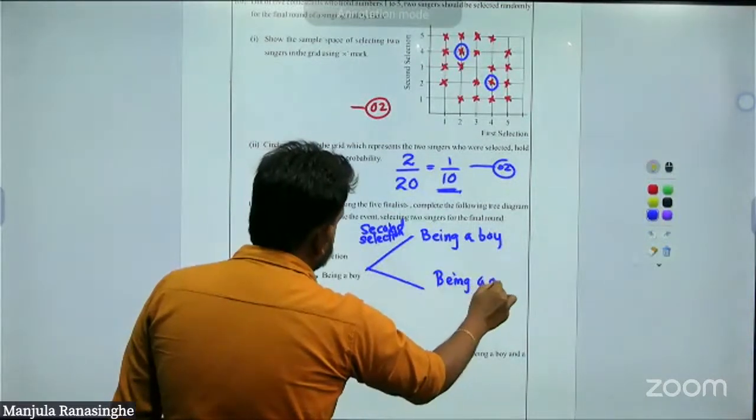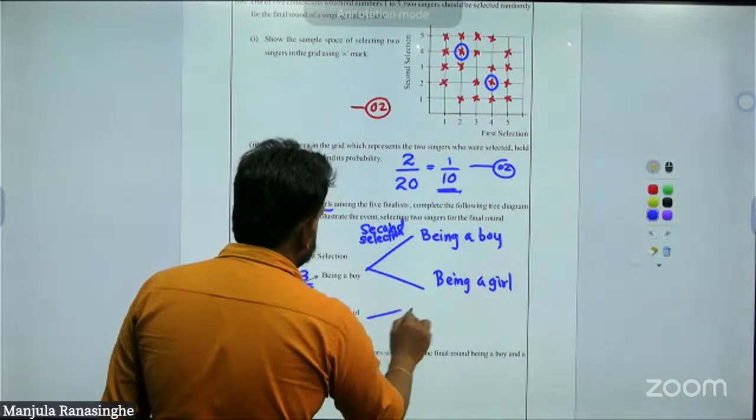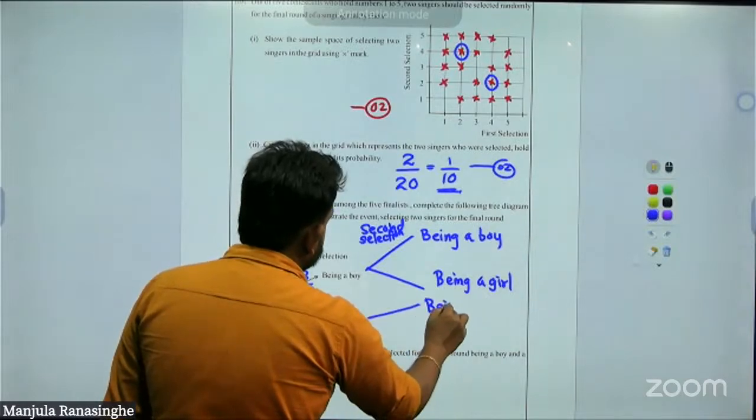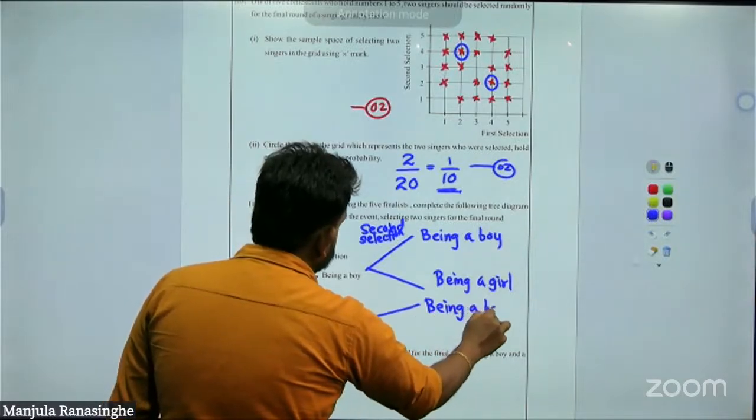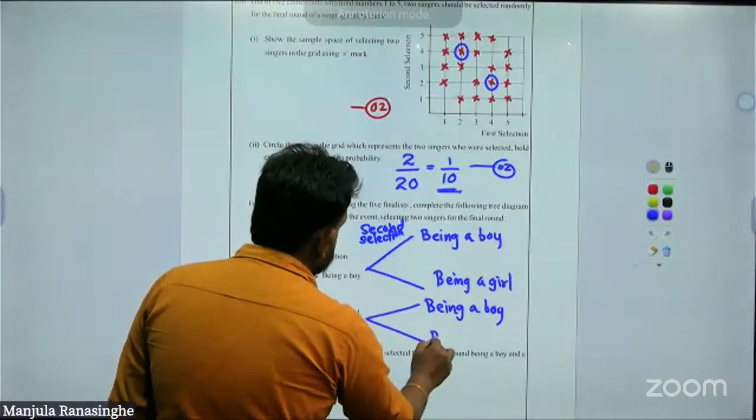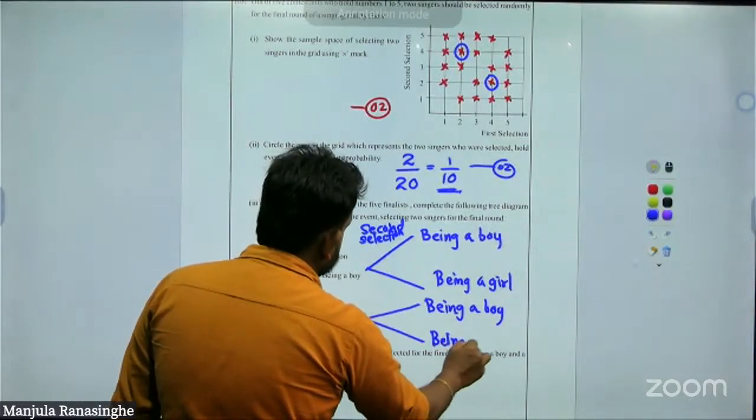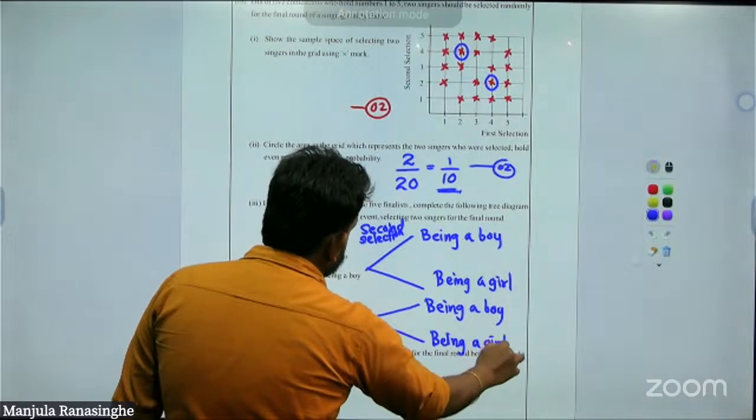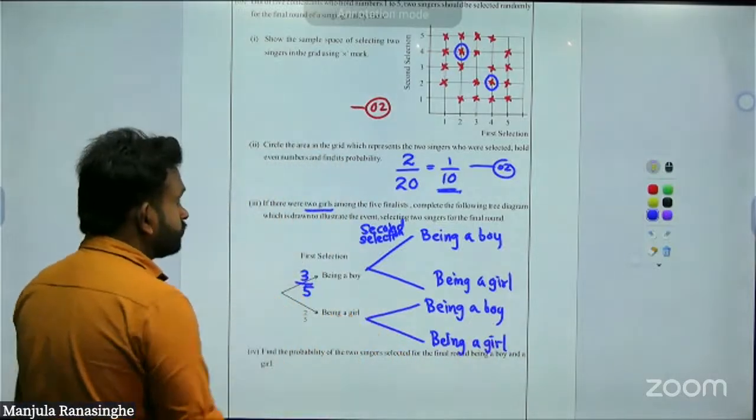Go in that same order: being a girl, and here also being a boy, and then here also being a girl. Being a girl. Right. Then, so now check here.